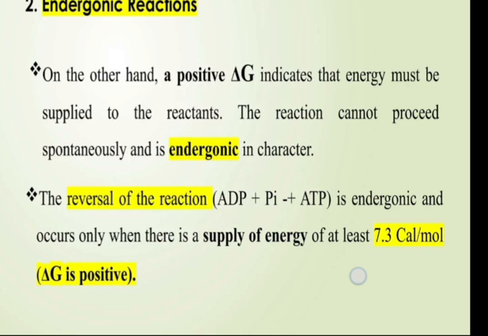The reversal of the reaction, that is ADP plus Pi gives ATP, is endergonic and occurs only when there is a supply of energy of at least 7.3 kcal per mole. That is delta G is positive.